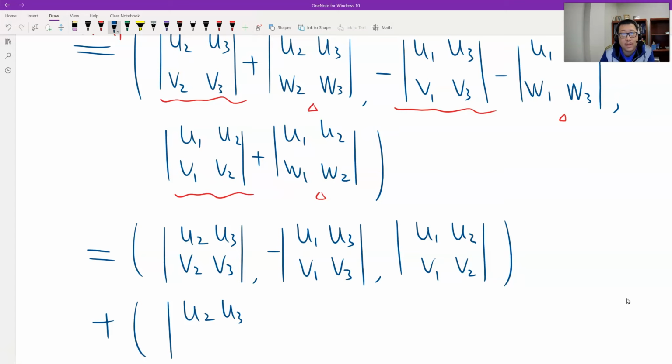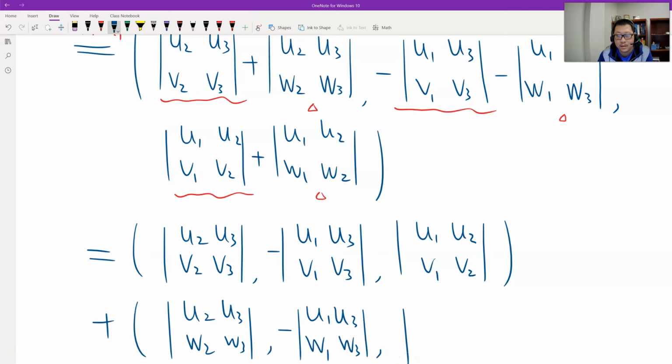U2, U3, W2, W3, then negative again. So U1, U3, W1, W3, and one more. The last is U1, U2, W1, W2. See, that's the sum of the two vectors.